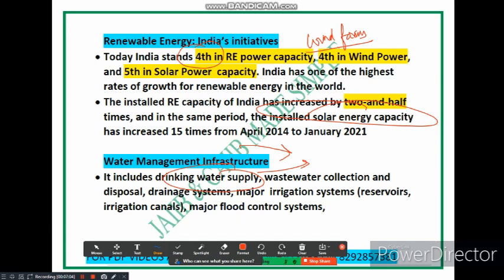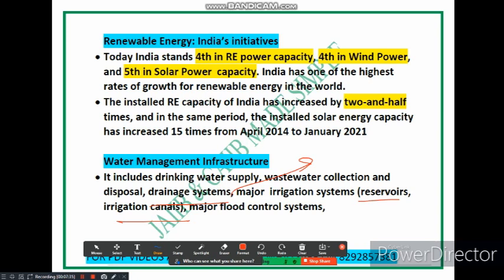Next is the drainage system. So what is the meaning of this drainage system? Basically, these systems are designed to manage excess rainwater and prevent flooding in urban areas. The next point is the major irrigation system. It refers to infrastructure such as reservoirs, irrigation canals, etc., that support agricultural irrigation. Next is the major flood control system. Flood control infrastructure includes measures to manage and mitigate the impact of flooding. It can include construction of dams, embankments, flood control channels, etc.